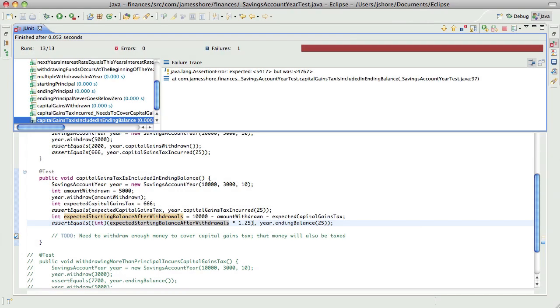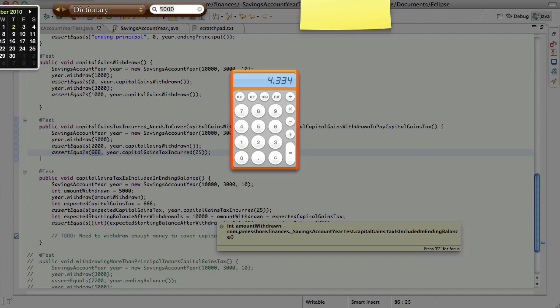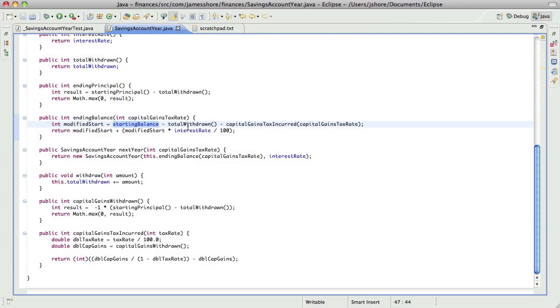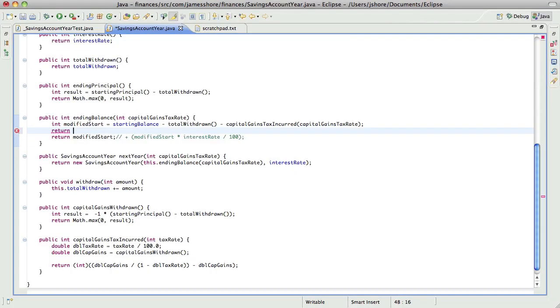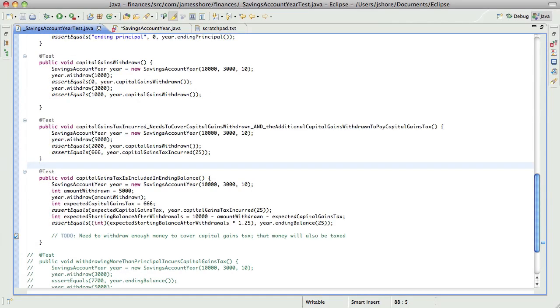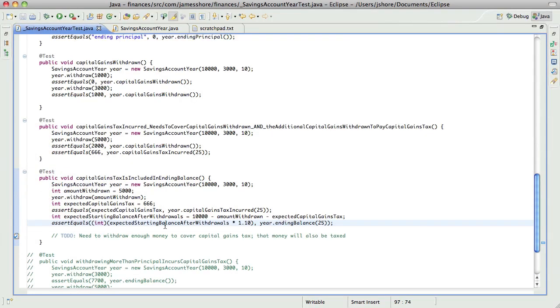Expected 5,417, but was 4,767. The 25% tax rate was 4,334 times, but we're getting 4,767. Starting balance minus total withdrawn. Is this another rounding issue? Yikes. Interest rate. Oh, well, there's the problem. Our interest rate isn't 1.25, it's 10%. Yeah. Okay, so the error was in my test.